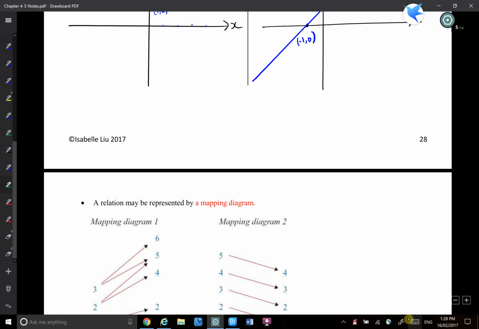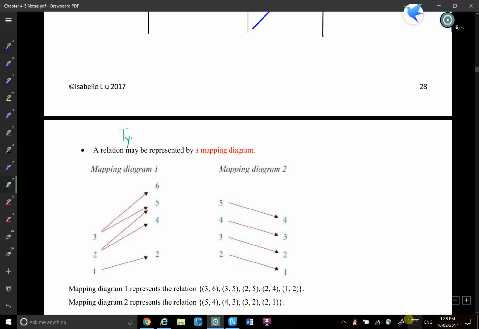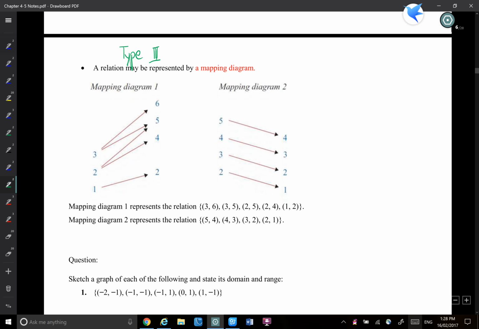So let's say type 3. A relation may be represented by a mapping diagram. This is something you don't really learn, you just need to know how it works. We have the x values and the y values. So what are the possible x? The possible x will be 3, 2, 1. What are the possible y? The possible y will be 6, 5, 4, 2.